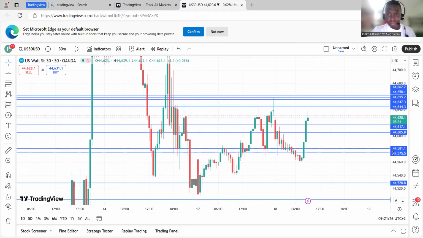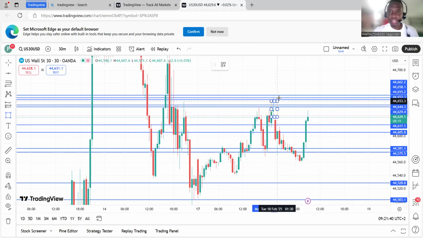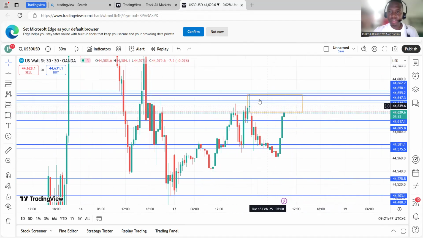So what I see right now on Nasdaq, I mean on USDT, we're currently in a selling area. There's a potential sell there. I'm just going to mark it right here, right there. All this area. It's a potential selling area. All this area that I just marked is a potential selling area.